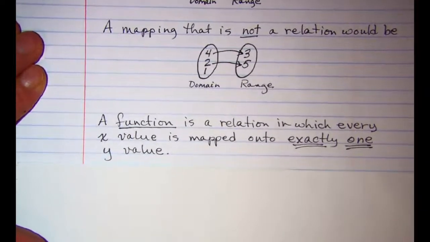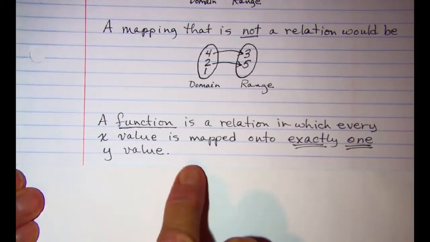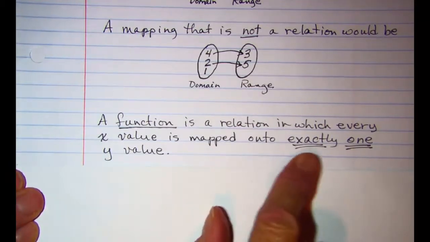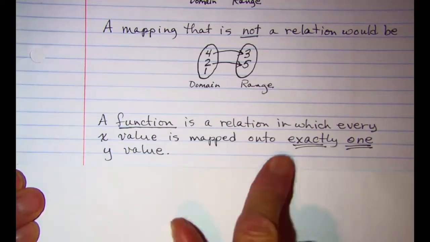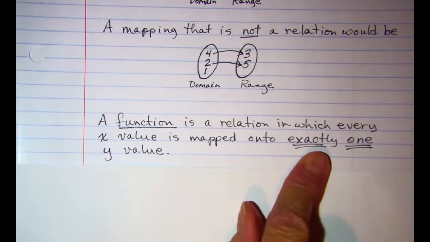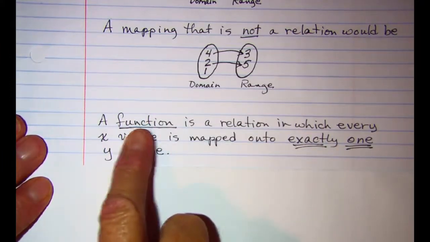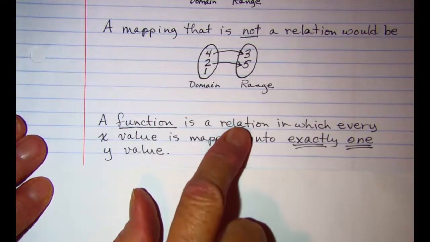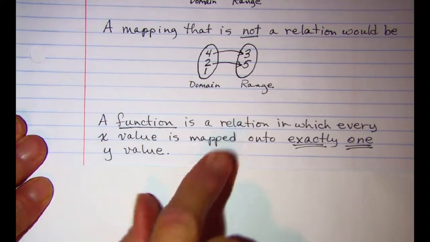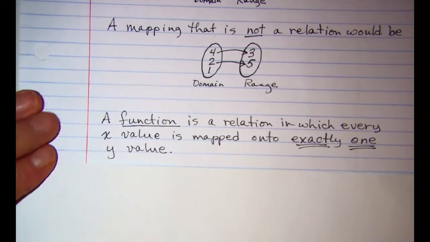A function is a relation in which every x value is mapped onto exactly one y value. That's the important part. That's what tells whether you have a function or not. So first of all, in order for you to have a function, it's got to be a set of ordered pairs. And then you have to make sure that every x value is mapped onto exactly one y value.